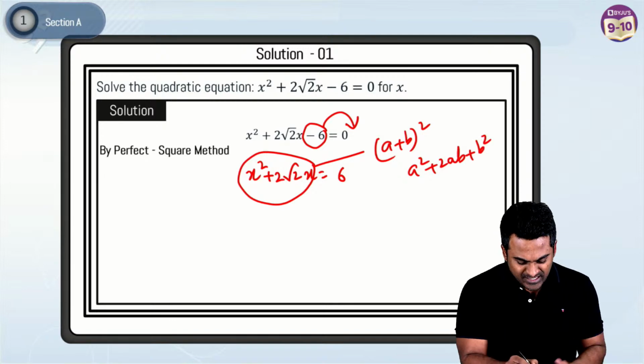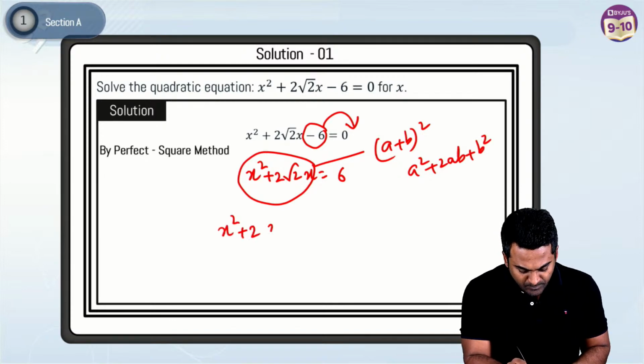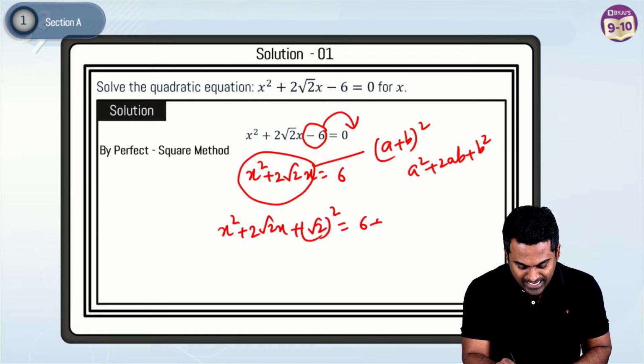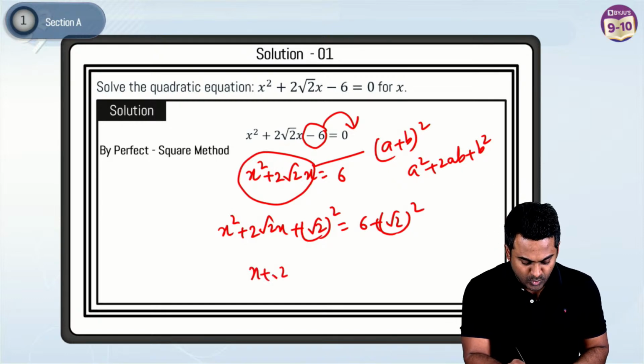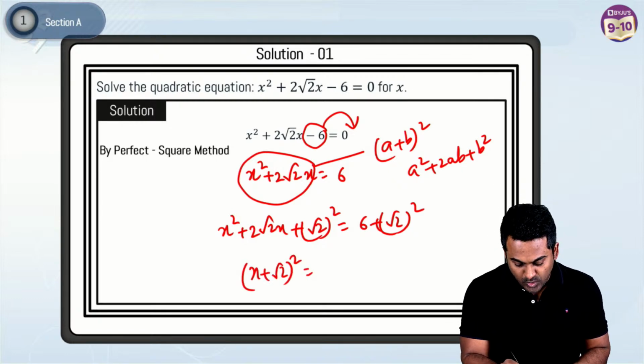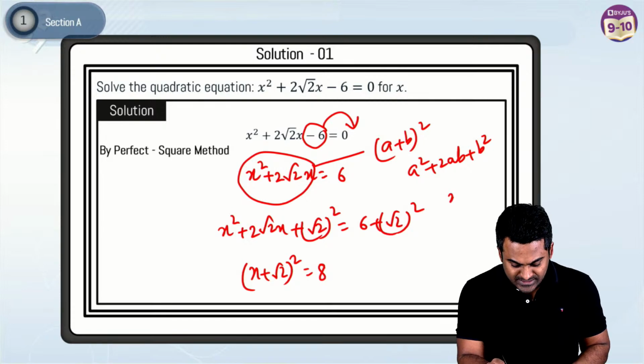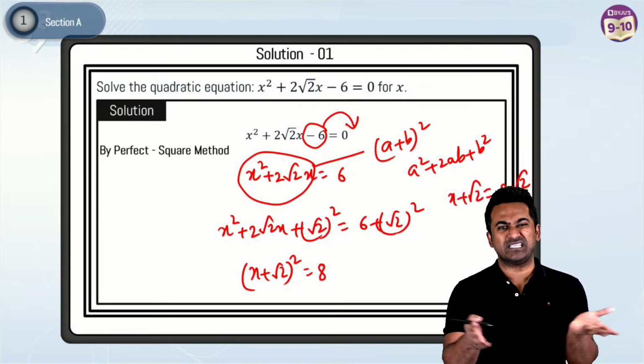So when I do that, it looks like this: x squared plus 2√2x. I will add the √2 squared on both the sides, and this will become (x plus √2) whole square is equal to 8. When you take the square root on both the sides, x plus √2 is equal to square root of 8, which is 2√2. Simplify this.